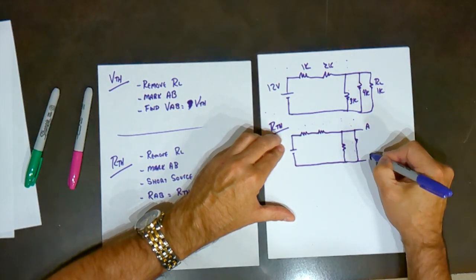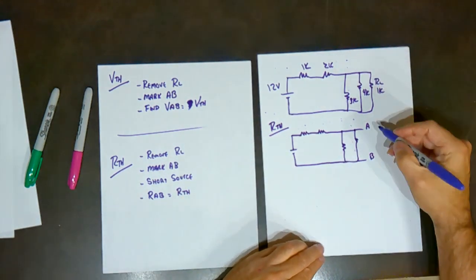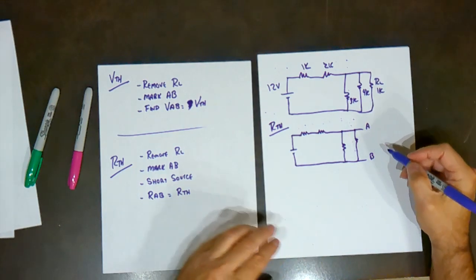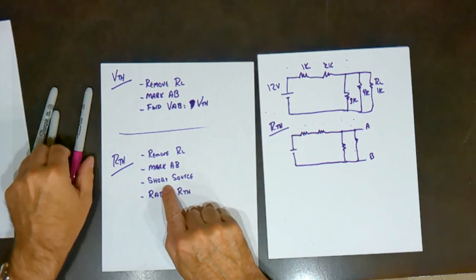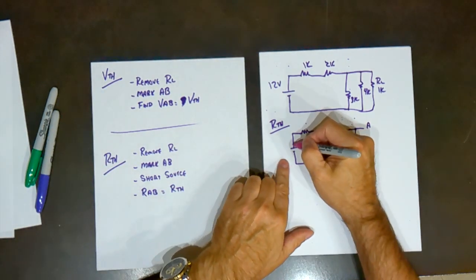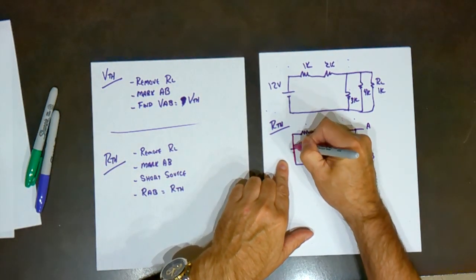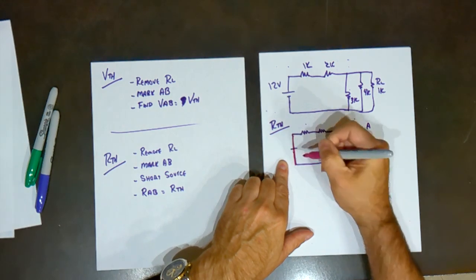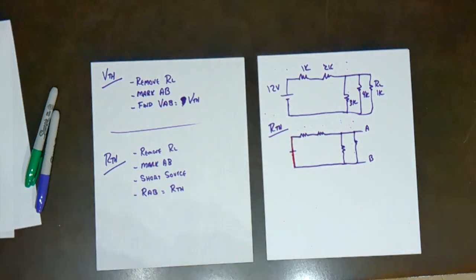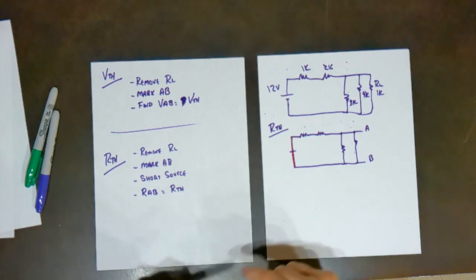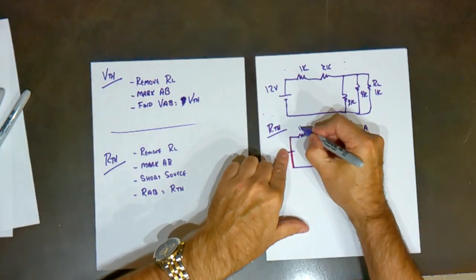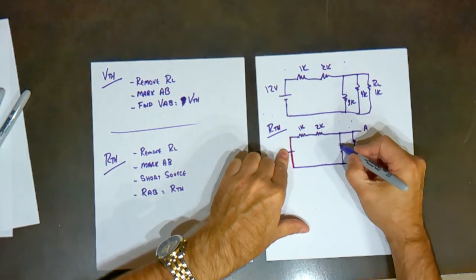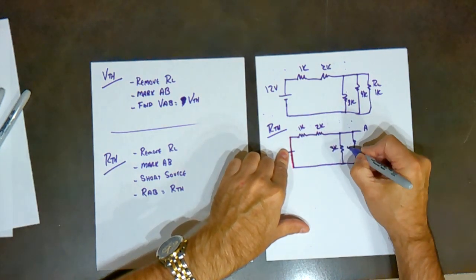Here's A, here's B. Remove the load, mark it A and B. The second step says we're going to short the source. So that means what we're going to do is get rid of the power supply and just put a line there. Now with this circuit, we'll put our values back in. That's 1K, that's 2K, that's 3K, and this is 4K.